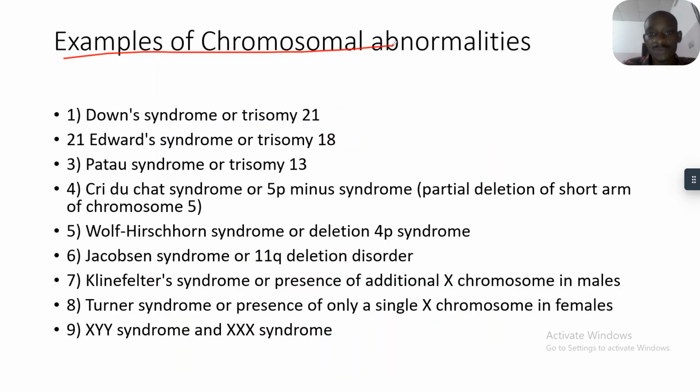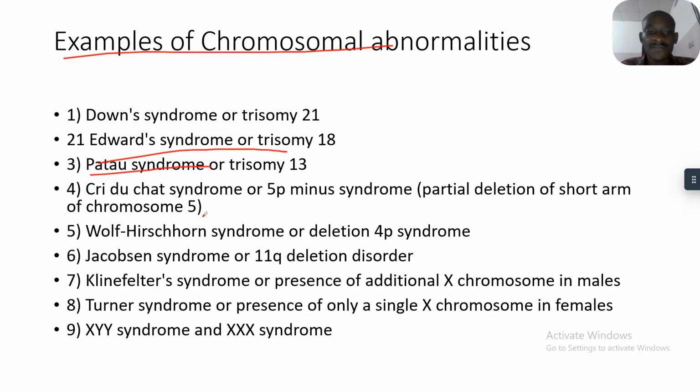Then what are the examples of chromosomal abnormalities? We have Down syndrome, which is trisomy 21, where there's a duplication of the 21st chromosome, making it 47. We have Edwards syndrome or trisomy 18. We have Patau syndrome or trisomy 13. We have Cri du chat syndrome, or the partial deletion of the short arm of chromosome 5. We have Wolf-Hirschhorn syndrome or the deletion of the 4p syndrome. We have Jacobsen syndrome or the 11q deletion disorder.